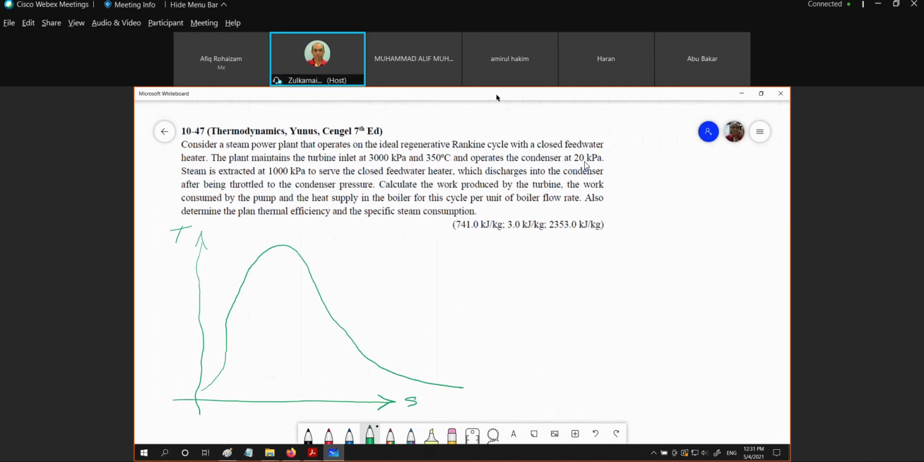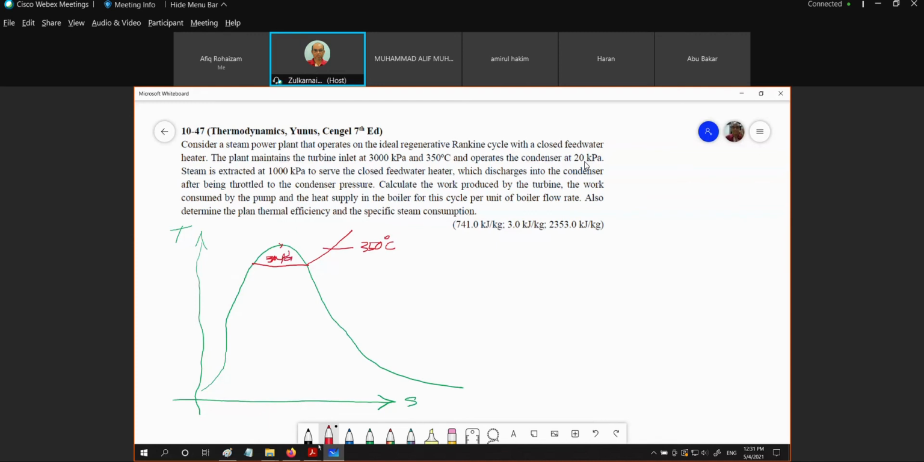300 kPa and 350. The first pressure is the boiler pressure. Let's assume this is the boiler pressure. And given right here 350, this is 373, so 350 is a bit lower. So this is 350 degrees C, and the pressure is 3 megapascal for the boiler.